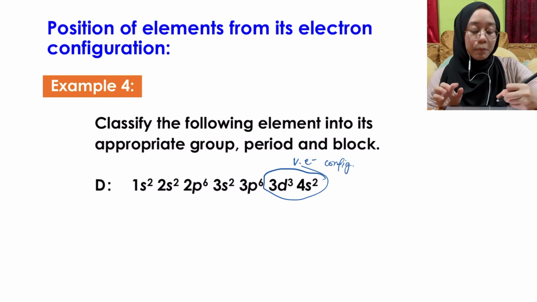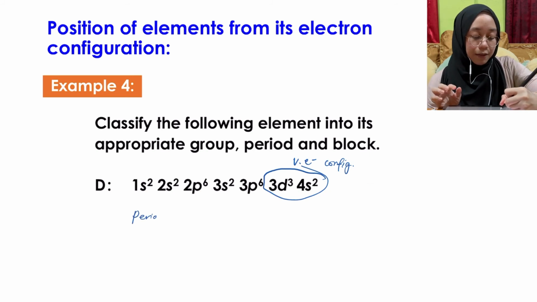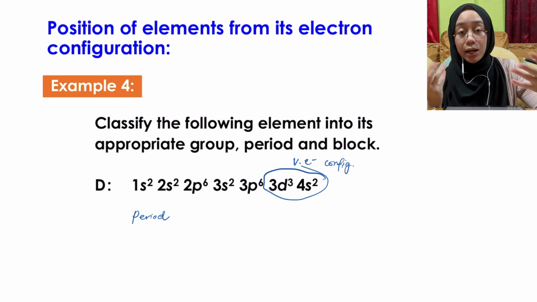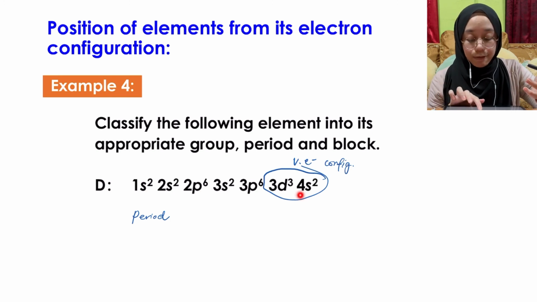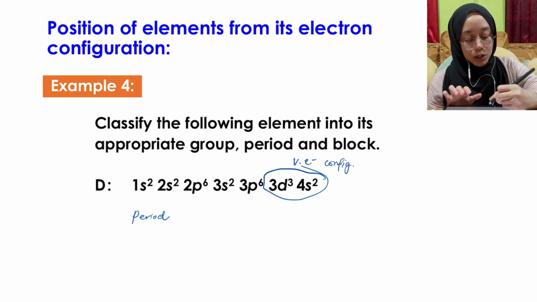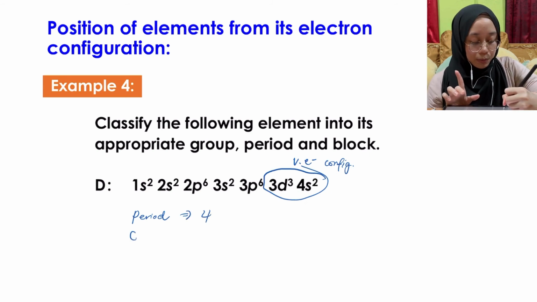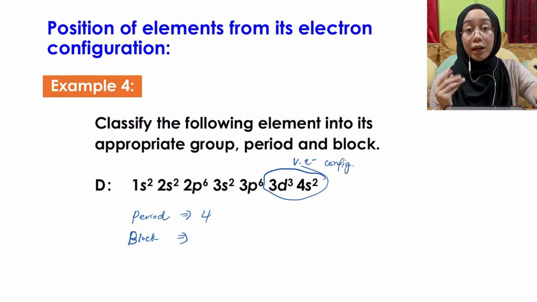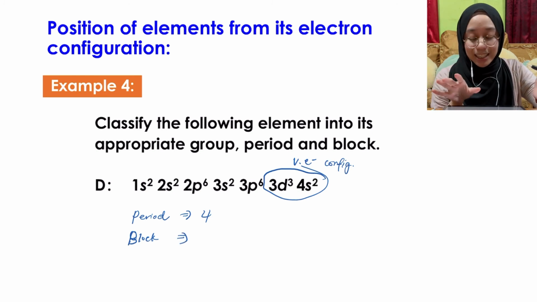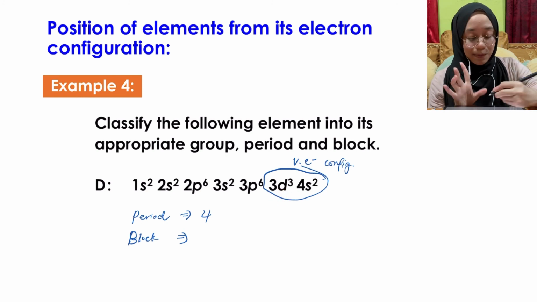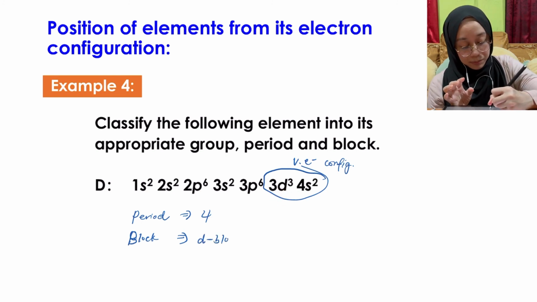Okay, but then period dia tak affected. Period, still kita kena tengok the highest n value. So still the highest n value is 4. Okay, so ini dalam period 4. Okay, and then dia punya group, block kan, kita nak tengok block pula. So block pula, kita kena tengok the last orbital yang kita isi kan. So the last orbital yang kita isi is actually 3D, D, bermaksud dia dalam D block.